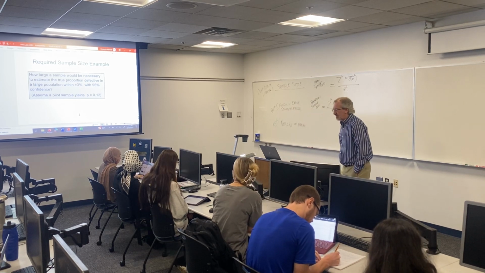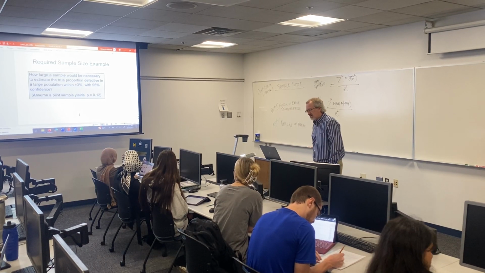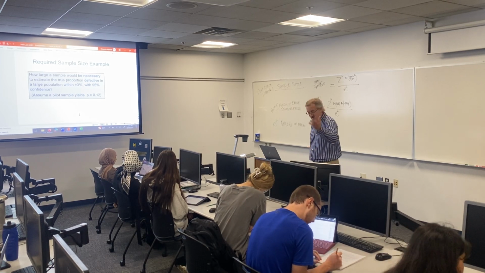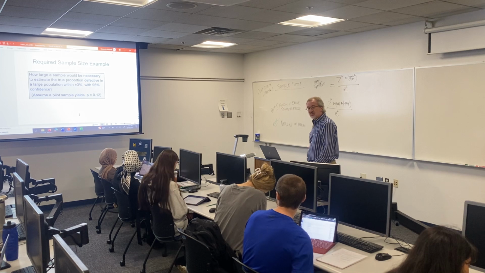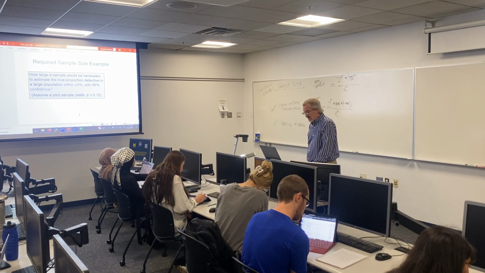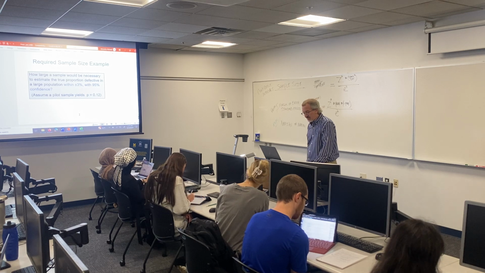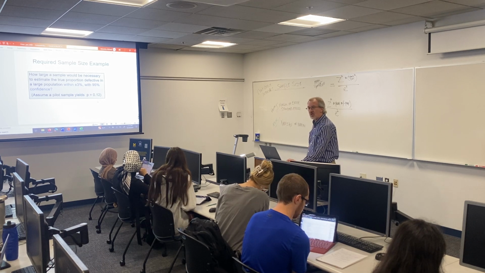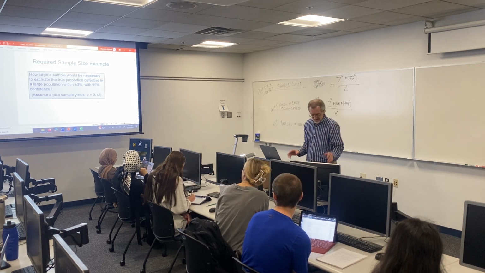How large of a sample would be necessary to estimate the true proportion of defective parts or defects in a large population with plus or minus 3%, and you want 95% confidence? Assume that the sample proportion yields 12%, 0.12. You have all the numbers necessary now.